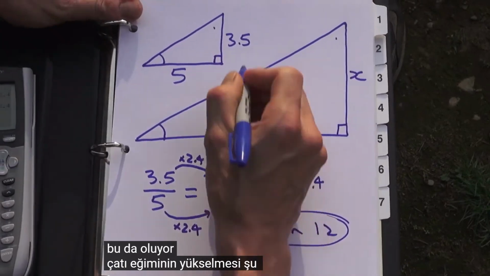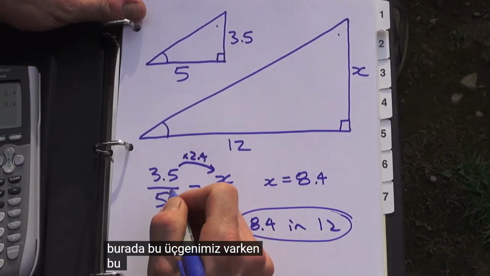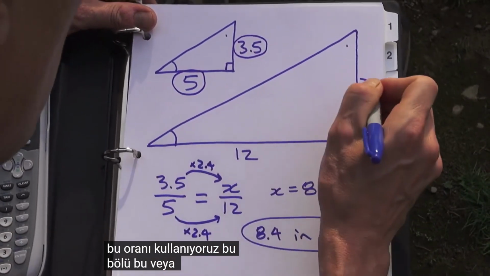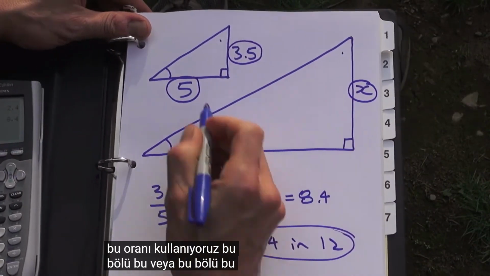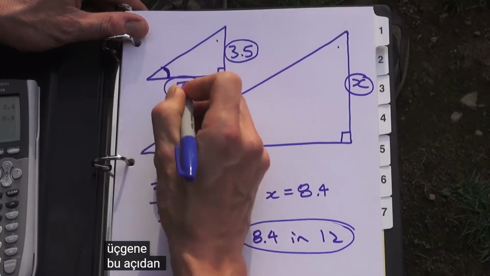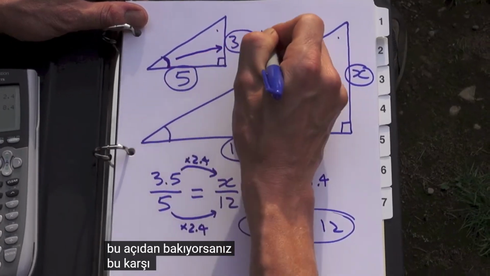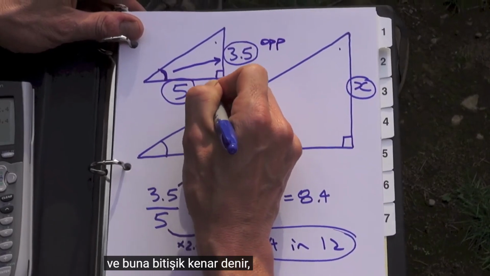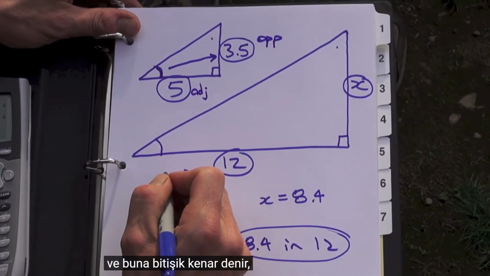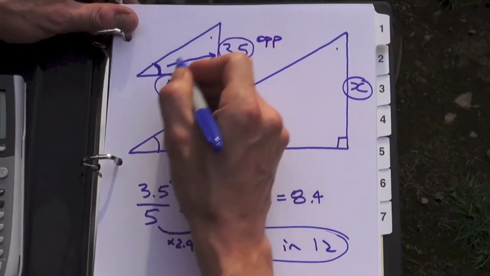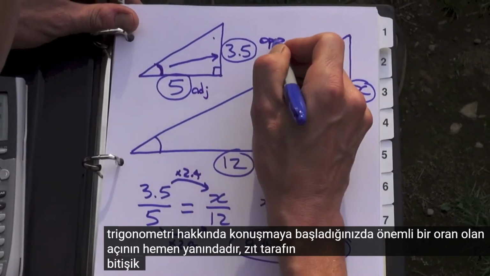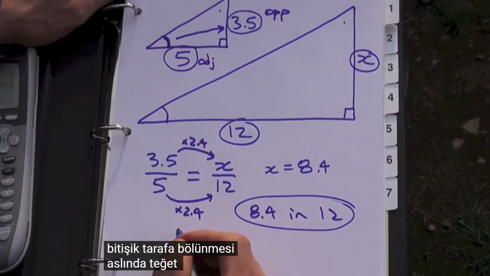Now, while we have this triangle here, this ratio we used, this divided by this, or this divided by this, if you're looking at that triangle from this angle down here, that's the opposite side, and this is what you call the adjacent side. It's right next to the angle. That's an important ratio when you're talking about triangles and starting to talk about trigonometry. The opposite divided by the adjacent is actually the tangent ratio.